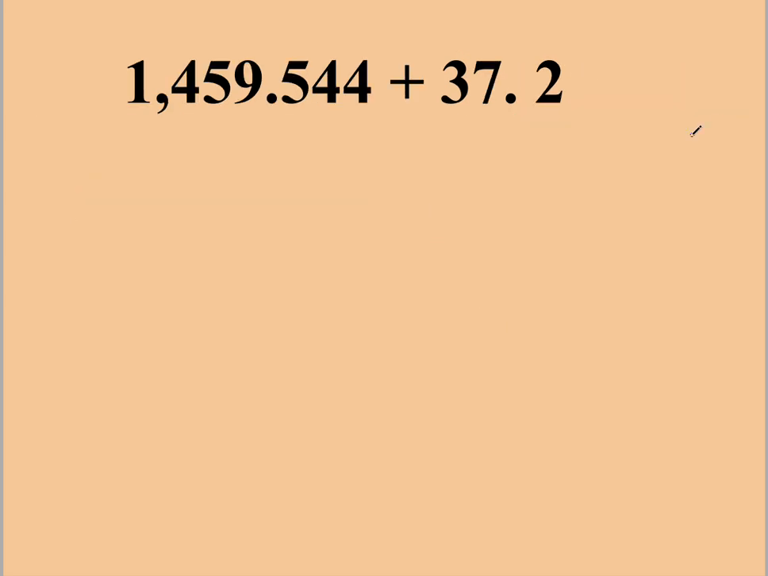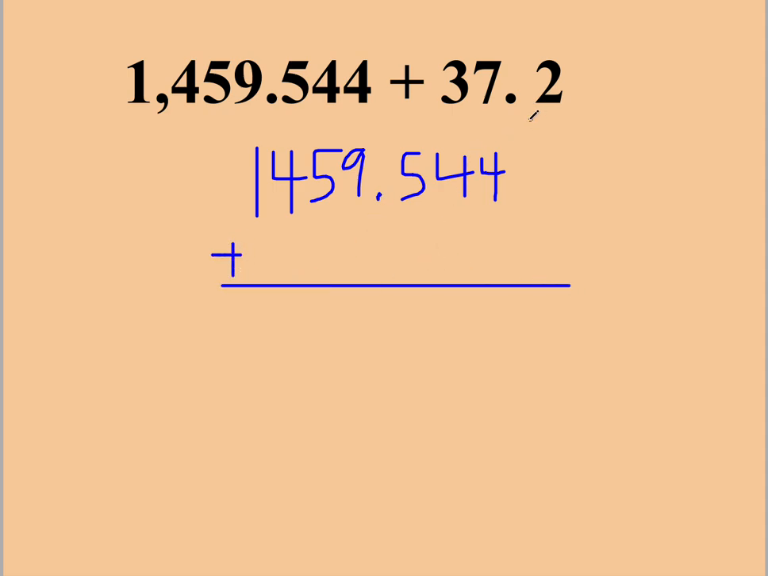All right, one more example for us to try out. 1,459 and 544 thousandths. Or we can also commonly say 1,459.544. Okay, we're going to add 37 and 2 tenths.